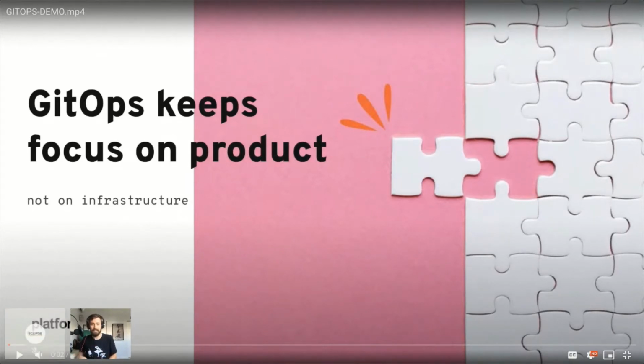Hi, everyone. My name is Chad Carlson. Thank you very, very much for having me. The title of my talk is GitOps keeps focus on product and not on infrastructure. I'm hoping to get across some of what we do at Platform.sh and how it might help you with your Java projects. Sorry, a little tongue-tied already to start.